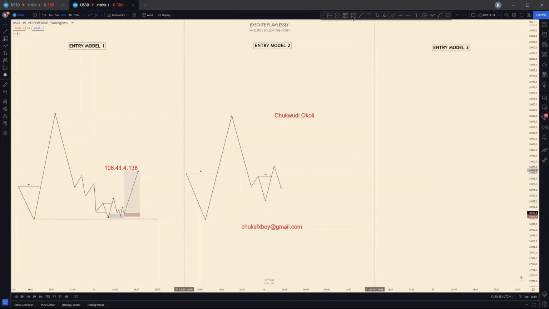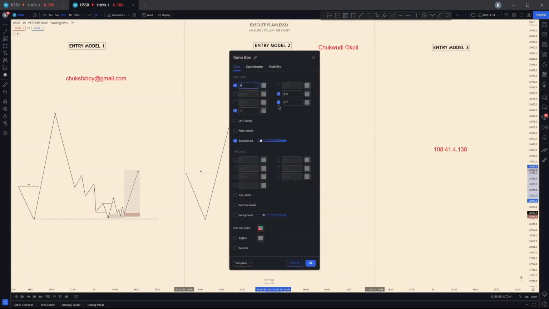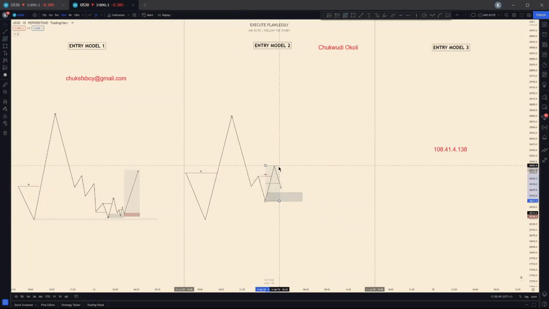A 15-minute range is pretty big sometimes, and what we want to do is find 15-minute POIs. Again, it could be equilibrium. It has to be below the equilibrium of the range, so 50% and below. The 70% rule does not apply here. It only applies on the 5-minute ranges.